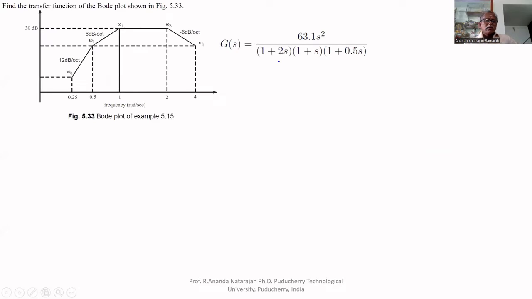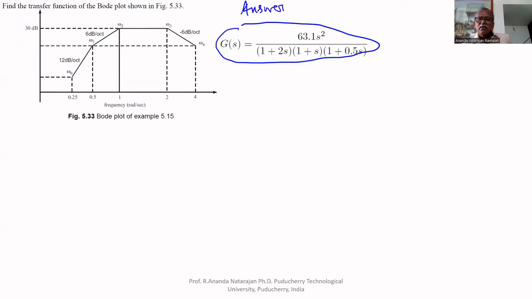Yesterday we have learned how to draw Bode plot. Today we are going to learn how to find the transfer function from Bode plot. This is another example. Find the transfer function of the Bode plot shown in figure. Here G of s is given. This is the answer. We have to find this.